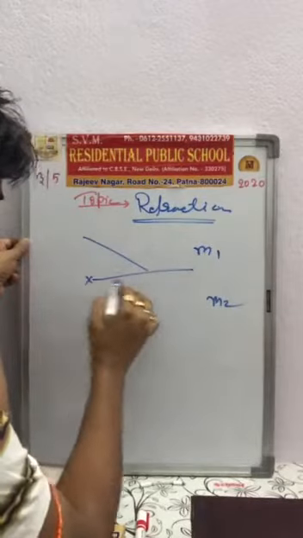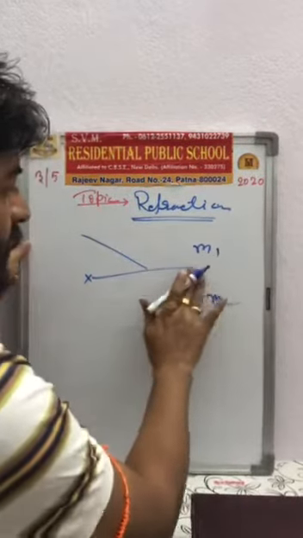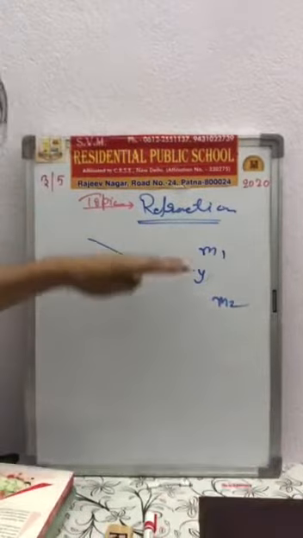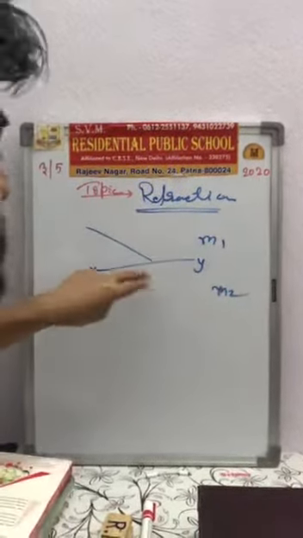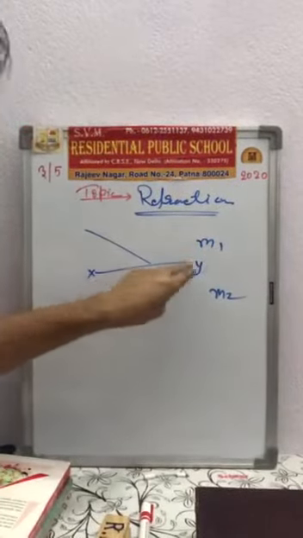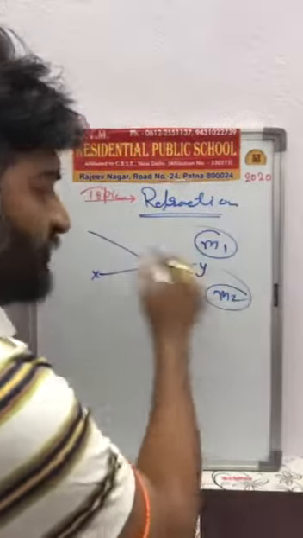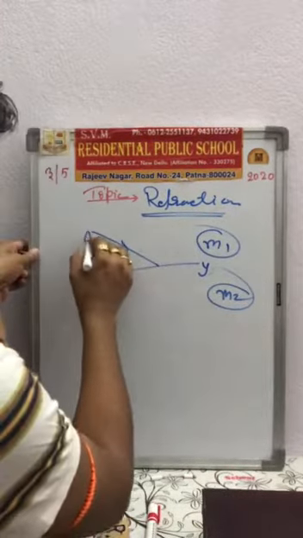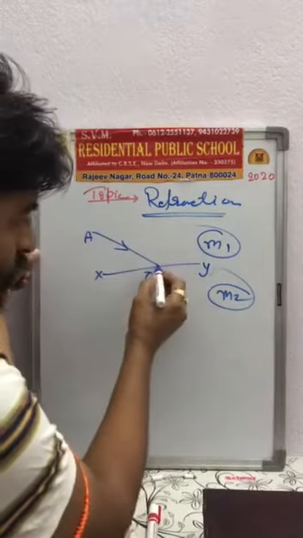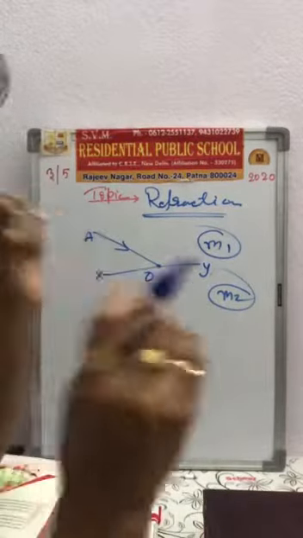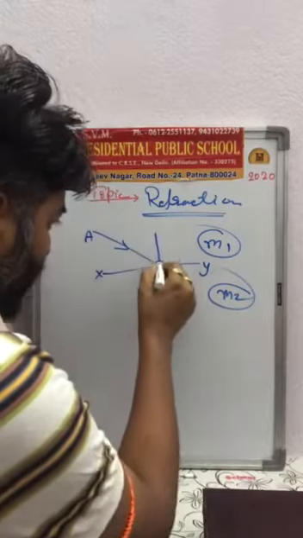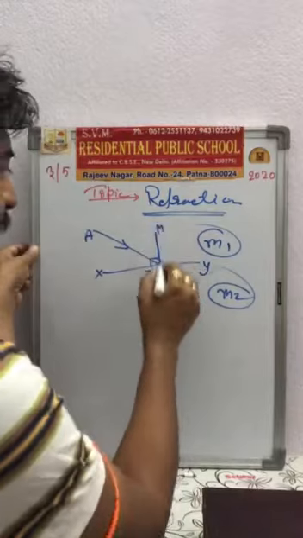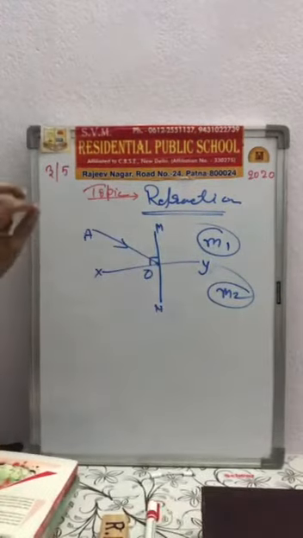Now, refraction: when light passes from medium 1 to medium 2, that is the incident ray. XY is the separating layer, a transparent layer which separates two media. First is M1 and second one is M2. So this is our incident ray, AO, and O is called the incident point. When we draw a perpendicular on the surface at that point, that is called the normal, MN.